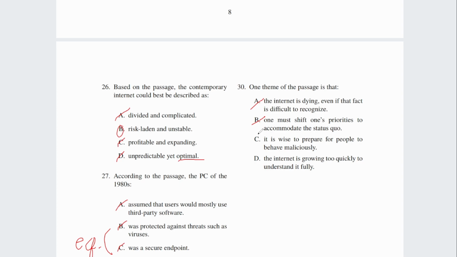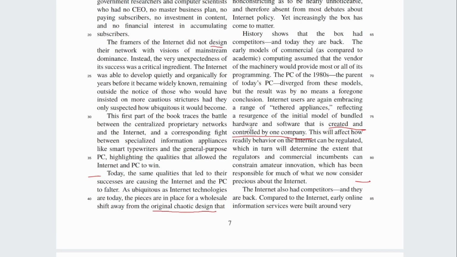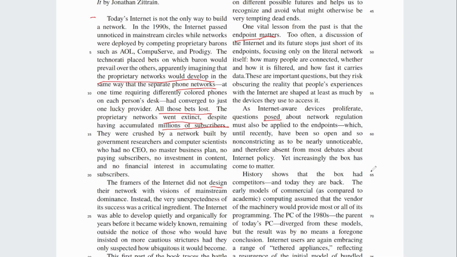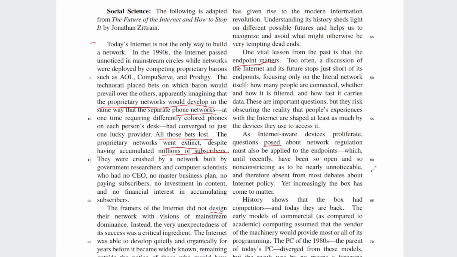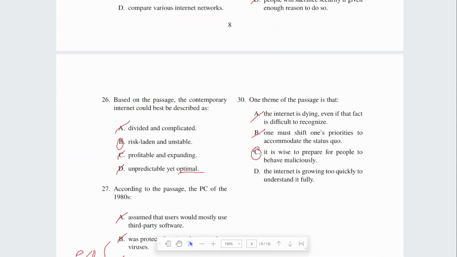It being wise to prepare for people to behave maliciously seems right. And this especially seems right in light of this part of the passage that says we just sort of assumed that endpoints were not going to be secure and that it wouldn't matter. That this original chaotic design, right, that we talked about before, with no security, we just sort of assumed that people wouldn't attack. But that was sort of unwise, right? Now we have viruses, now we have all this sort of spying, and that's not good. So it's wise to prepare for people to behave maliciously even if they don't. That's what the passage is saying.